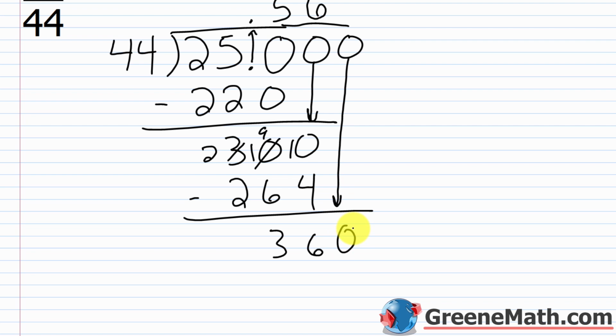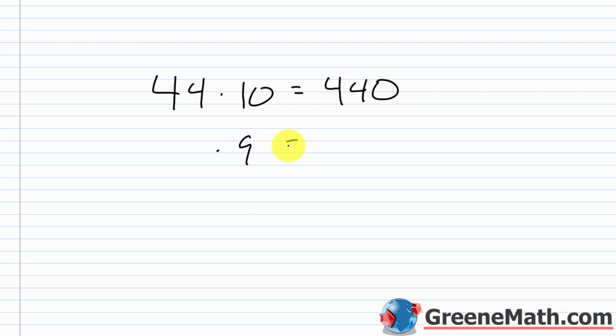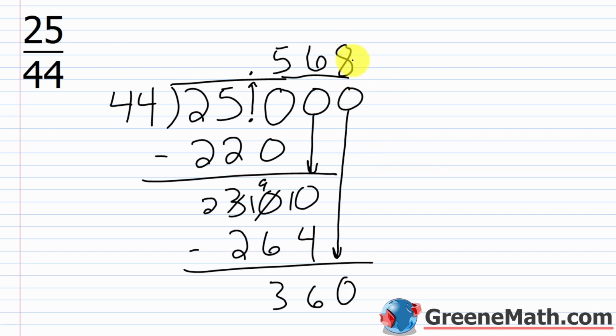So when I did 44 times 10, we saw that that was 440. So then times 9, I could just subtract 44. I'd be at 396. That's still too big because I'm trying to get to 360. If I take 44 more away, then I'm going to be just right. 9 is too big, but 8 is going to be just right. So I'll use 8. And then what is 8 times 44? Let's do that real quick.